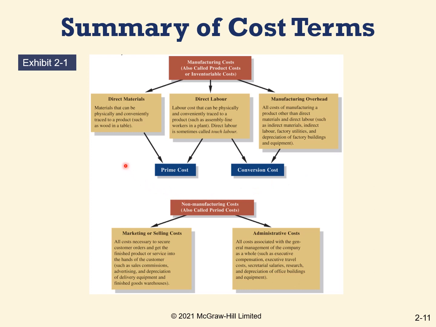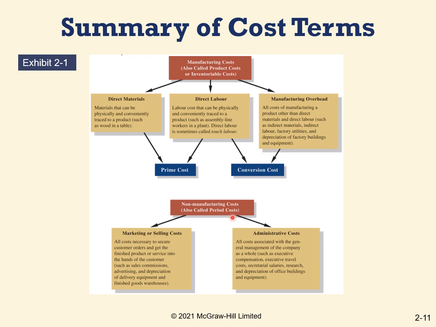So if we group together our direct materials and direct labor, we can also call this our prime cost. And if we group together our direct labor and our manufacturing overhead, this can be our conversion costs, as it is the conversion of our direct materials into the final product.